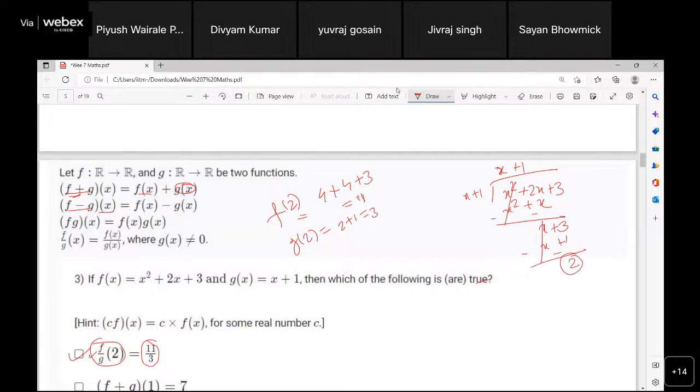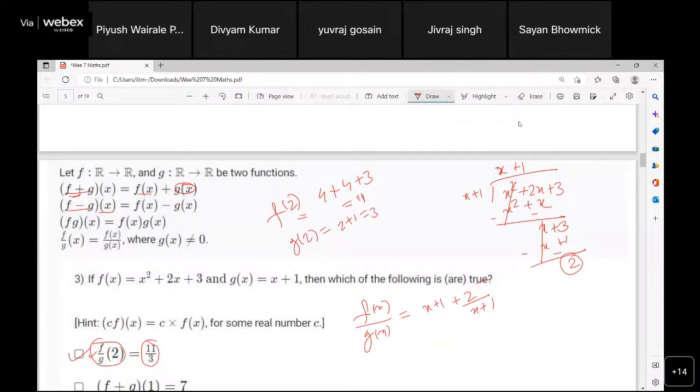So f of x divided by g of x equals x plus 1 plus 2 upon x plus 1. Why are we dividing it by x plus 1? We cannot go further with division because 2 is a constant polynomial. So we cannot go on for further division of a constant thing.